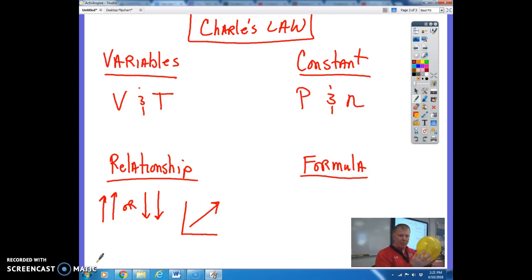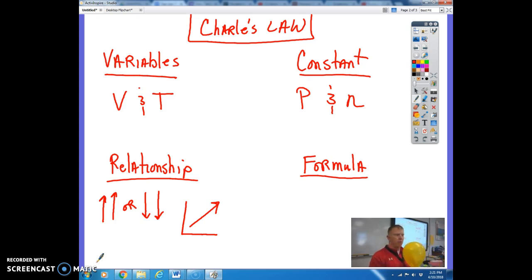Well, yeah, most of you are thinking it's going to get smaller. Why? Well, as the temperature gets colder, the particles slow down. If they're not moving as fast, that means they're not hitting the sides as much. There's less collisions. Okay? The pressure will stay the same, so the volume is going to become less to keep that pressure the same. Inside the balloon, the number of particles is not going to change. So as the temperature gets colder, the pressure staying the same, the volume will get less. Okay? So that's the same thing.